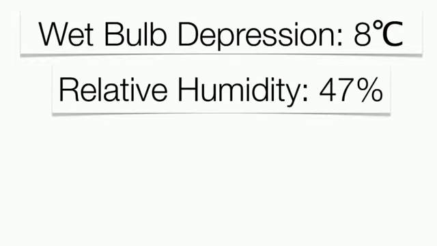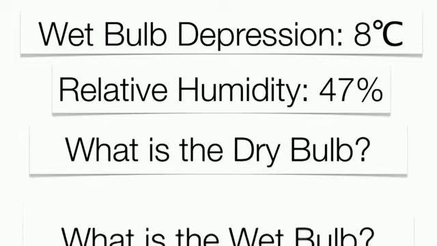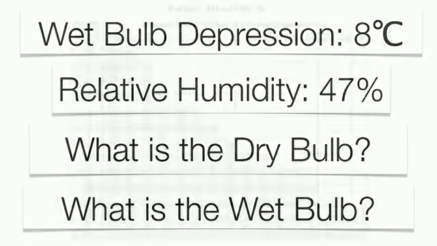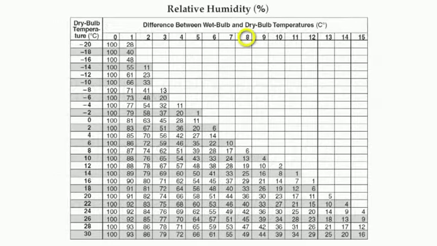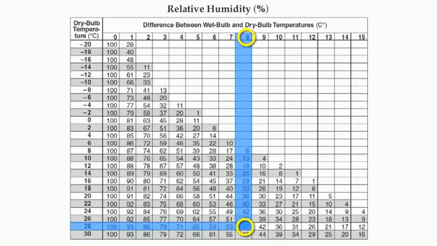Last example, we're going to do a backward problem here. So you have a wet bulb of 8 and a humidity of 47%. We want to know the dry bulb and the wet bulb again. So you come to your chart, you find a difference of 8, and you follow it down until you come to the given relative humidity, and that was 47%. You take the 47%, you follow it across to your dry bulb, and that's 28.